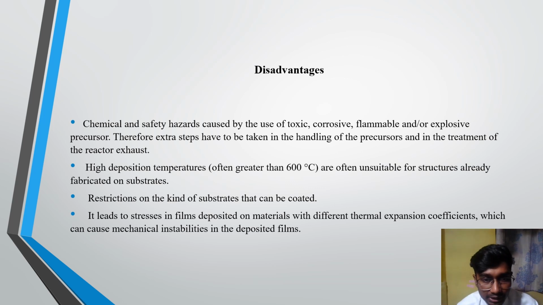The higher deposition temperatures often make it unusable for structures already fabricated on substrates, over more than 600 degrees Celsius. When 600 degrees Celsius is there, then this process is used. It leads to a decrease in the flaming of deposition of the metals, which have different thermal expansion coefficients, which can be mechanically enabled to decompose the film.